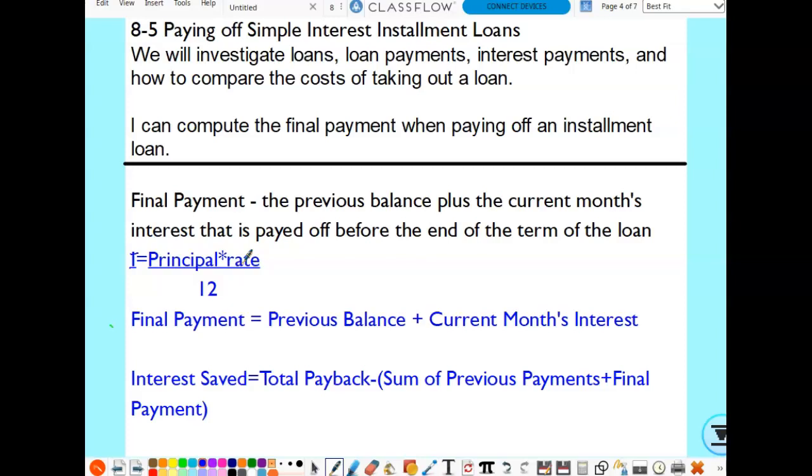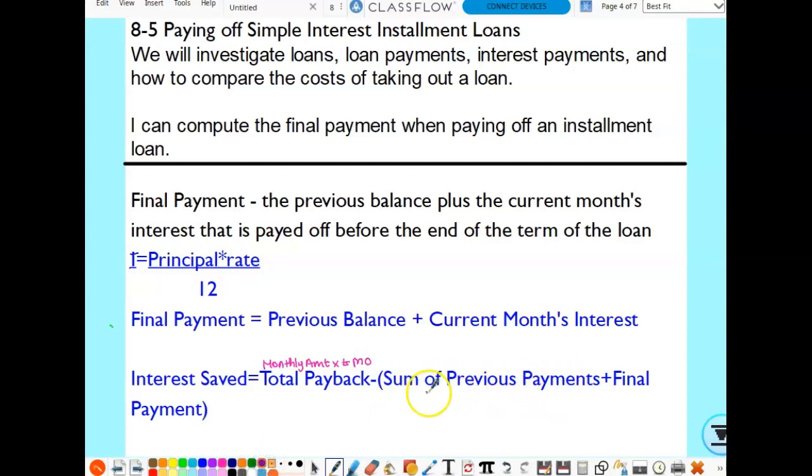And then to calculate the final payment, we take the current balance that is remaining, and then add that current month's interest. And then the way that we calculate the interest saved is a little bit complicated. So we have to figure out what the total payback would have been if we had paid everything off on time, so not paying anything back early. So that would be our monthly payment times the number of months that the loan was for. And then the sum of the previous payments, this is what we've already paid back.